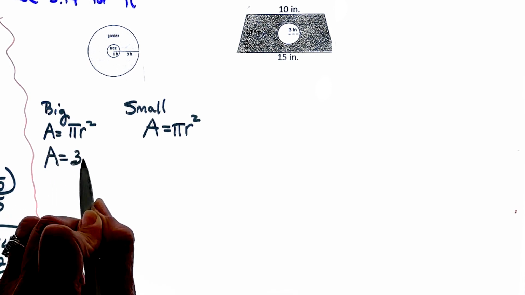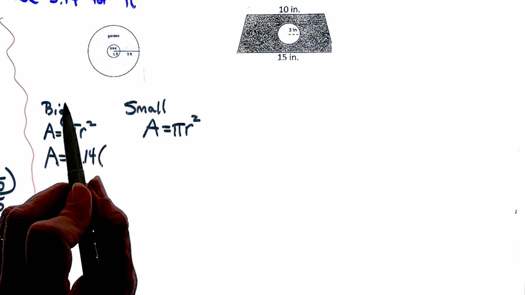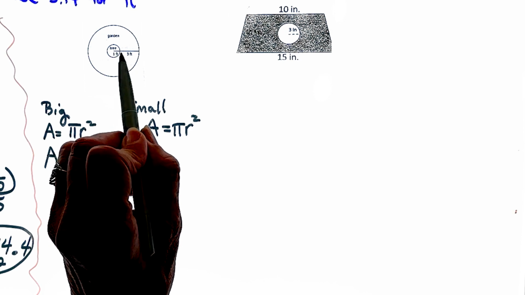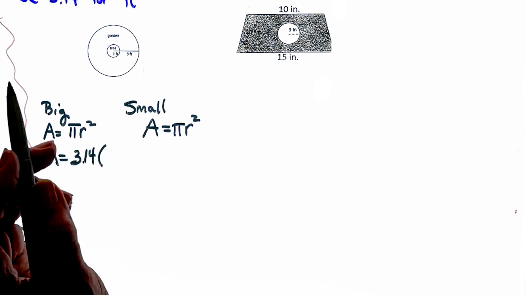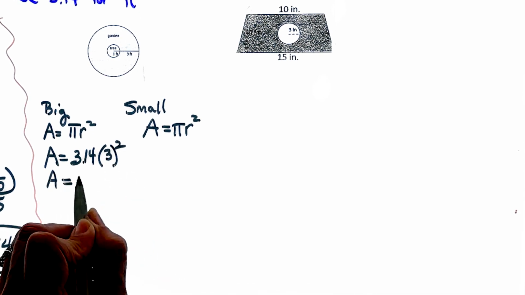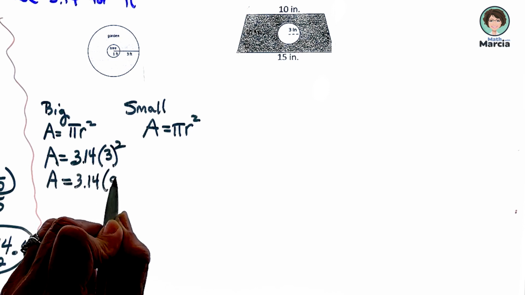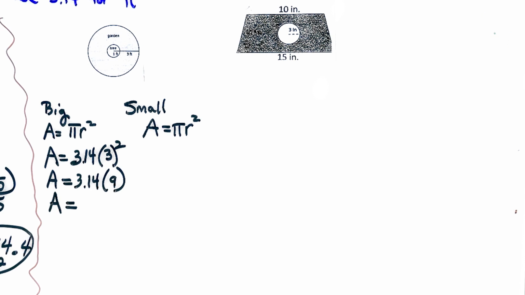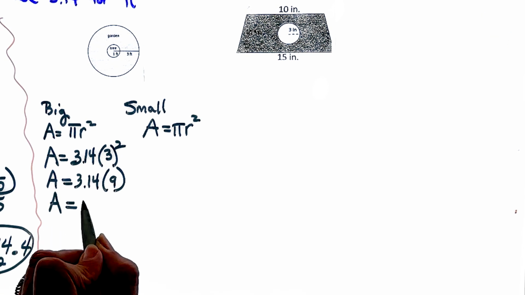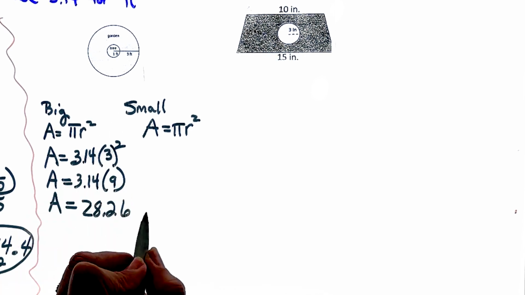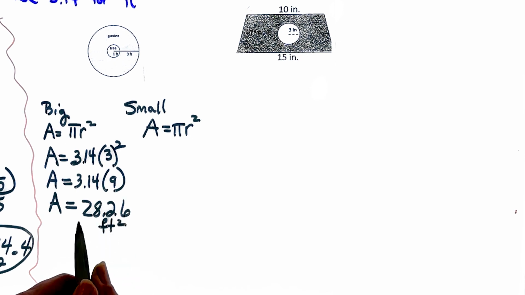Area is equal to 3.14 for pi. Now the radius of the garden, I don't want you to think that it would be that 1 plus 3. It actually is just the 3. So it's going to be 3 squared. So our area is equal to 3.14 times 9, and this is of the big garden. And when I do that multiplication, I end up with 28.26. And remember, our answer will be in feet squared. And that's of the big one, the garden.